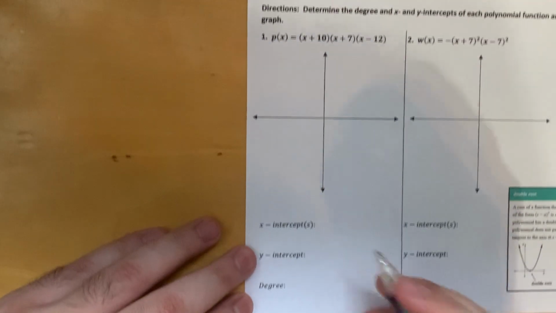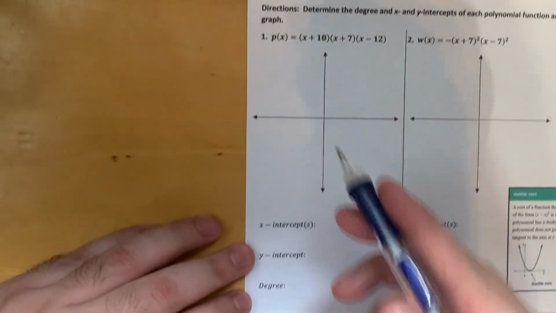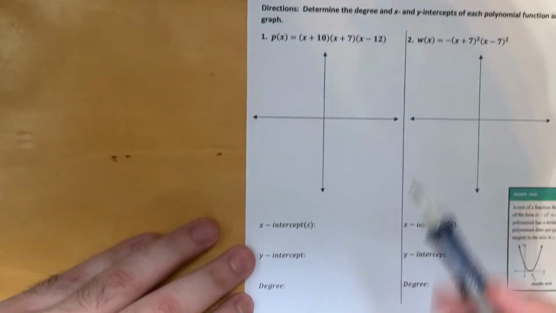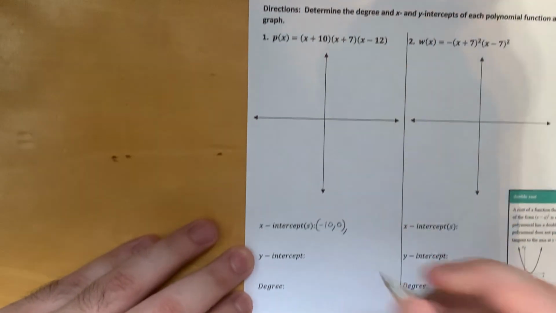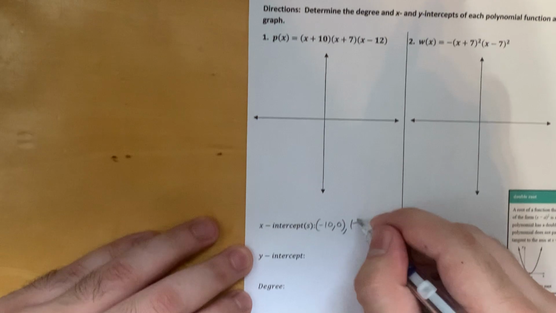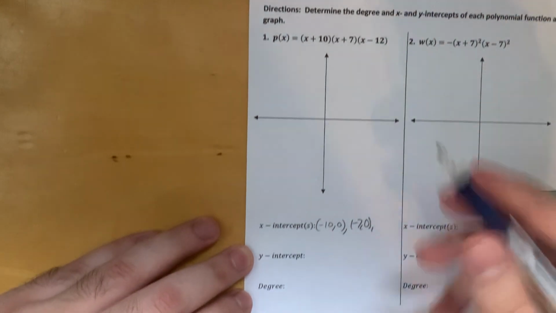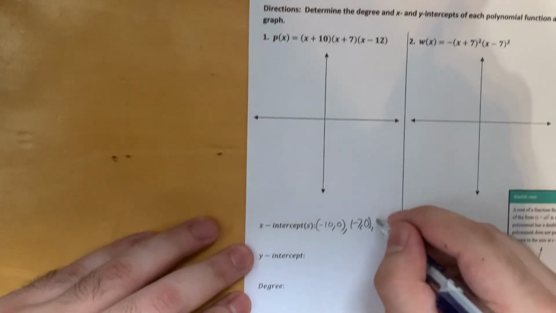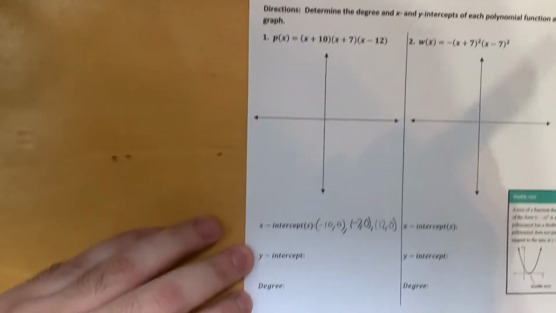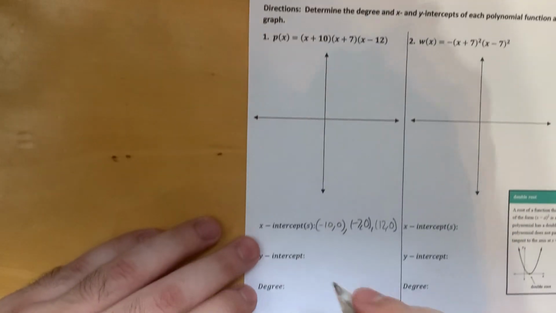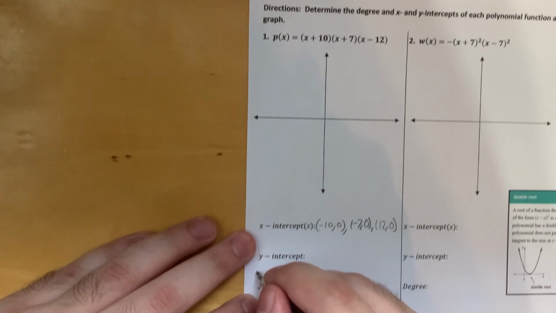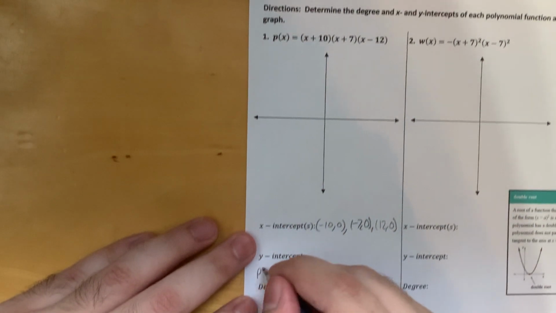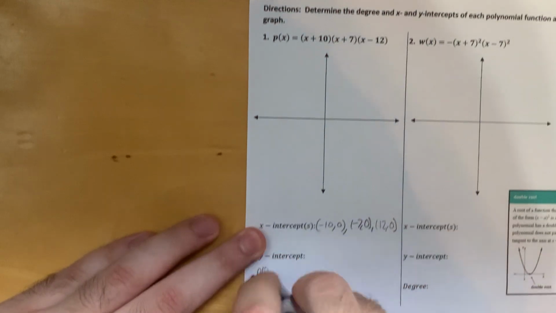X-intercepts. X plus 10, how do we get a negative? Negative 10, 0. X plus 7, negative 7, 0. But x minus 12, positive 12, 0. Easy. Now let's do the y-intercept. So I'll do it like I did down here. P of x, whoops.